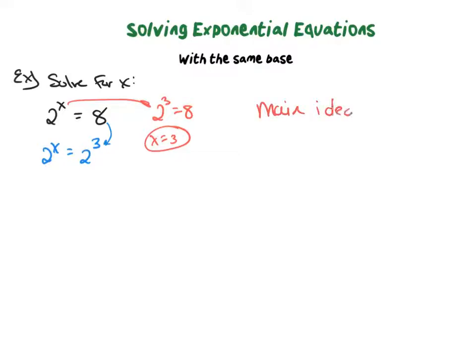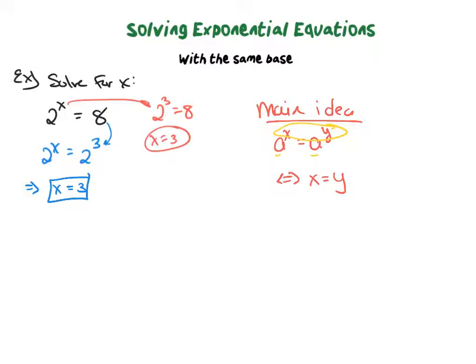The main idea is that the only way two expressions are equal, where they have the same base, is if the exponents are also equal to each other. So a to the x equals a to the y means that x has to be equal to y. Those exponents must be equal to each other if the bases are already equal. So in our equation over here, 2 to the x equals 2 to the 3 means that x must equal 3.